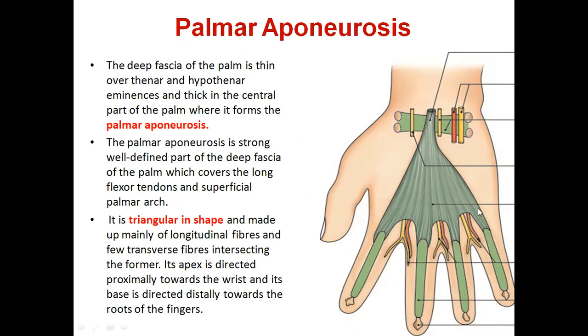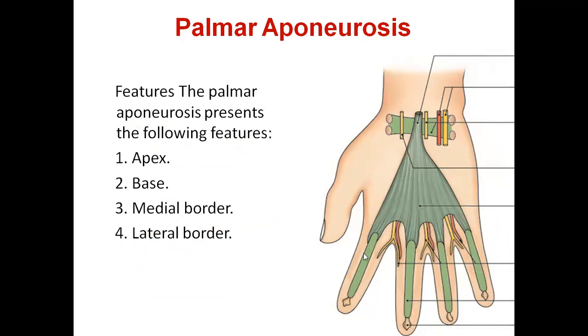The base is directed distally towards the root of the fingers. It is split into how many slips? Slips 1, 2, 3 and 4, towards the roots of the four fingers except the thumb.